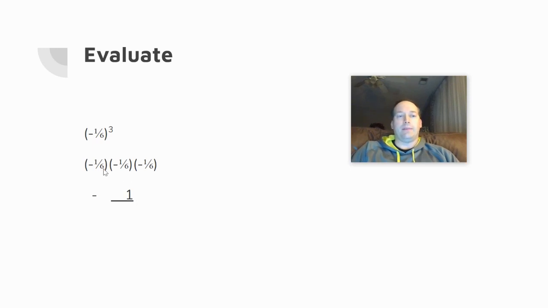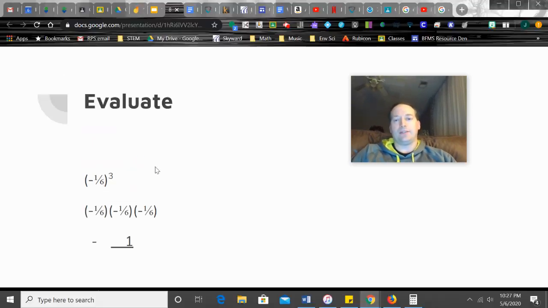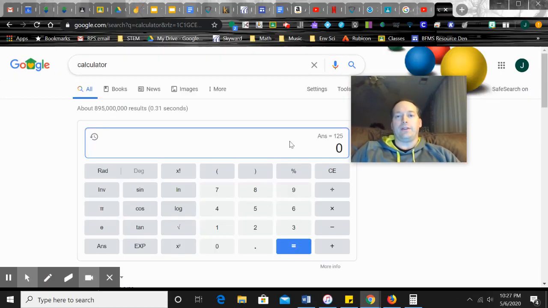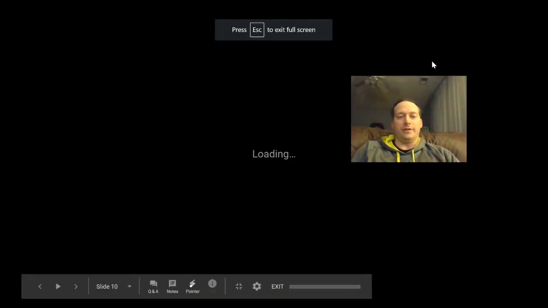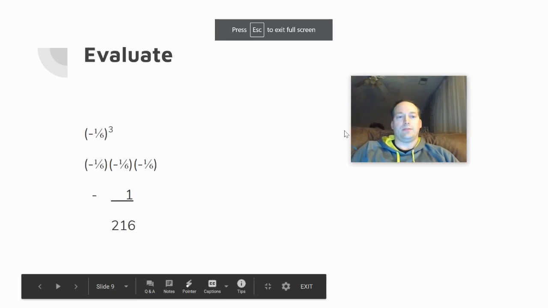So now we do the denominator, 6 times 6 times 6. Okay, we'll go back to our calculator. This is 6 to the third power, so I type in 6. I hit my little exponent button down here, hit the 3, and that comes out to be 216. And you can see it's already there. There we go. So it's negative 1 216th.